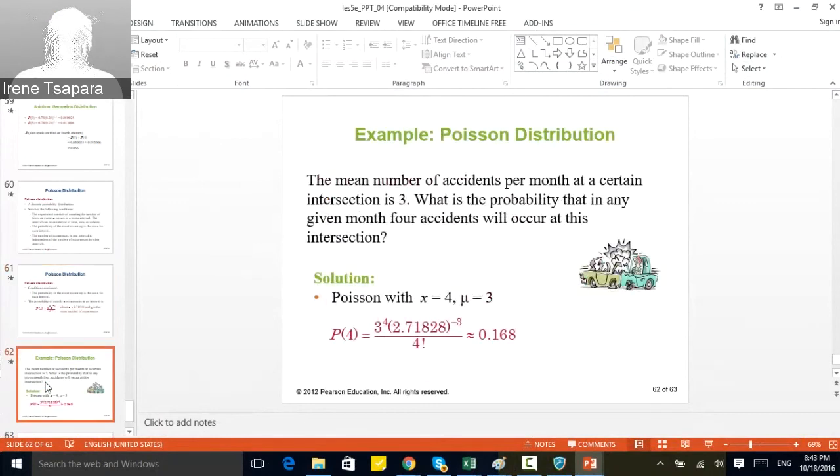Let's see an example. The mean number of accidents per month at a certain intersection is 3. What is the probability that in any given month 4 accidents will occur at this intersection? If you know the mean for the distribution, then you can calculate the probability for any value of the random variable, no matter what it is. Of course, as x becomes very big and falls far away from the mean, here the mean is 3, the probability drops extremely. If x is, let's say, 100, it's going to drop to the 20th decimal digit, and it will show that it's almost 0.